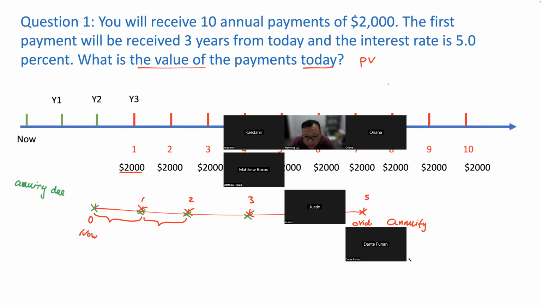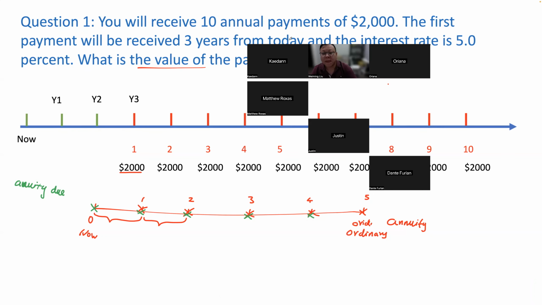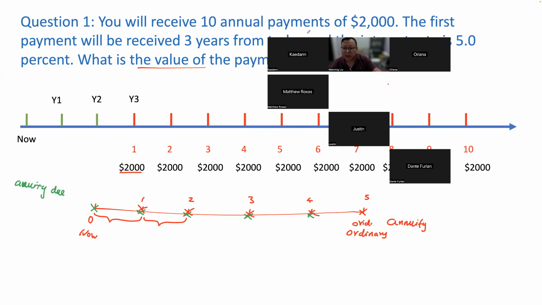So let me see your hands. Give me a thumb up if you understand this concept, the difference between ordinary annuity versus annuity due. This is important. So give me a thumb up. 1, 2, 3, please. So only 3 students give me a thumb up. So for the rest of you, does this make sense? Do you see the difference between an ordinary annuity versus annuity due? Okay, 2 more, 5.